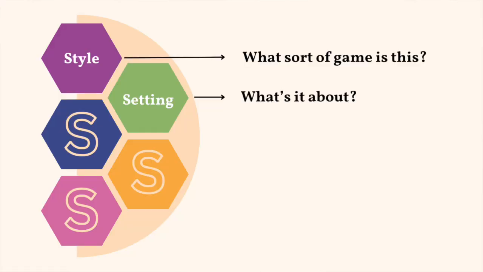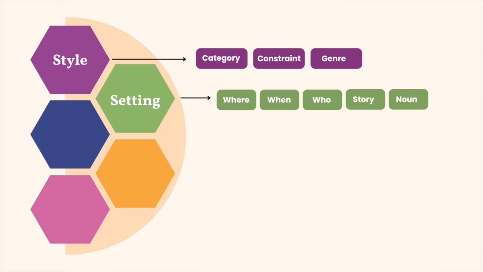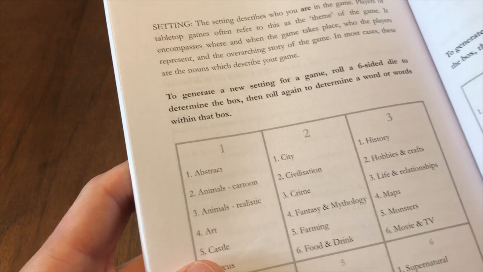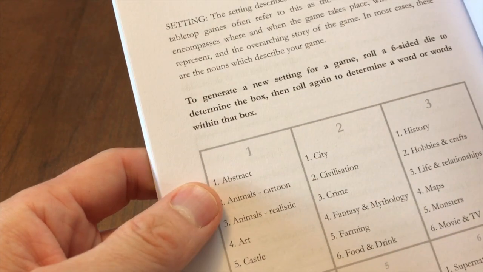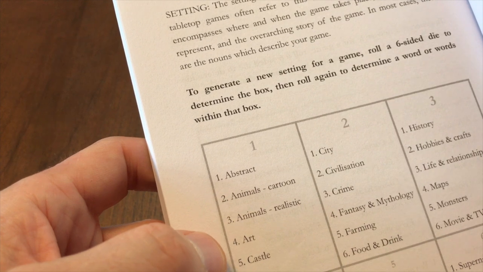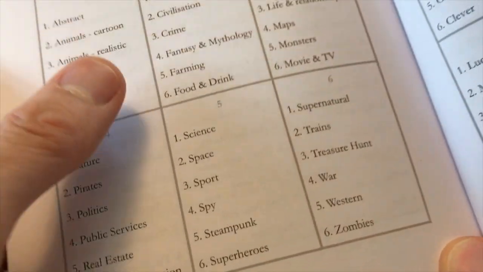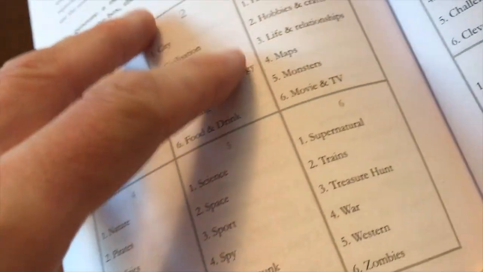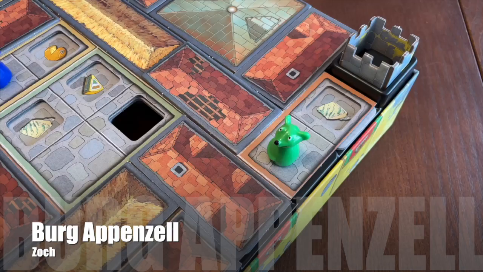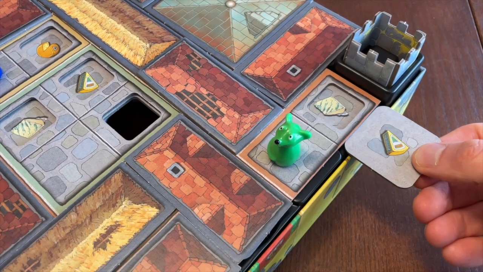So the setting of your game, which is often called the theme, okay, but the setting describes who you are in the game. It represents when the game takes place, who the players represent, and the overarching story of the game. Now, generally, these are nouns, the nouns that describe your game. Okay, so your game is an abstract game. It's about animals, it's about art, it's about a castle, it's about a circus, and so on. Again, I've got a whole bunch of different possibilities here for you if you wanted to try and generate something to start those creative juices, get them flowing.